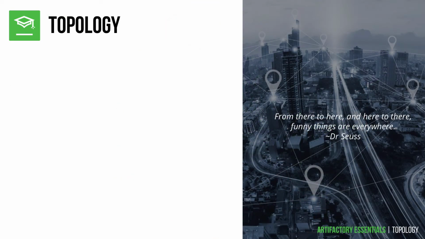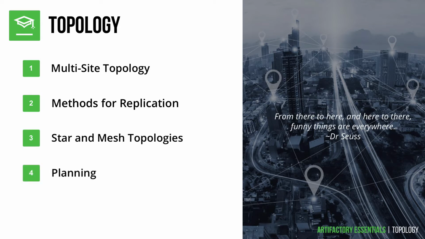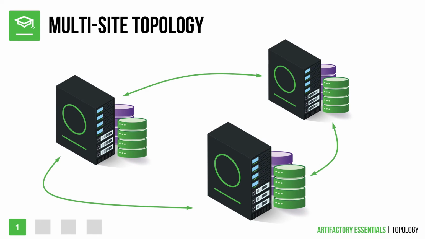In this tutorial, we'll present an overview of replication and multi-site topologies, methods for replication, and two common topology shapes, namely star and mesh. Replication in Artifactory is very flexible and can be shaped into what your organization needs best. Multi-site topology in Artifactory defines how artifacts are copied from one instance to another.